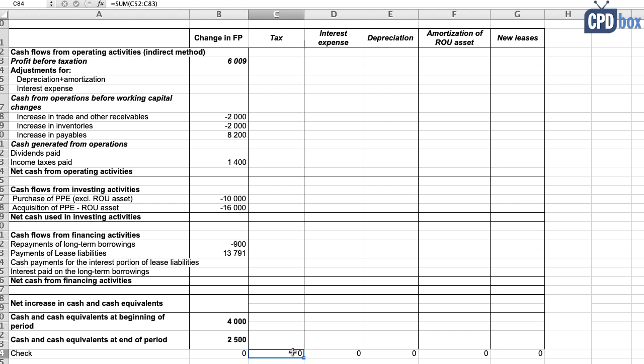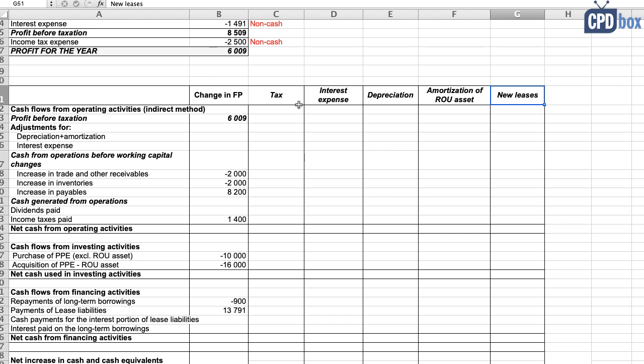In this example, let's do just a few adjustments, namely the one for tax expense, which is universal, crucial adjustment for all statements of cash flows. And then we will do some obvious necessary things like interest expense, depreciation, and then all adjustments related to the leases only. And we will pretend that there are no other adjustments to keep that simple.